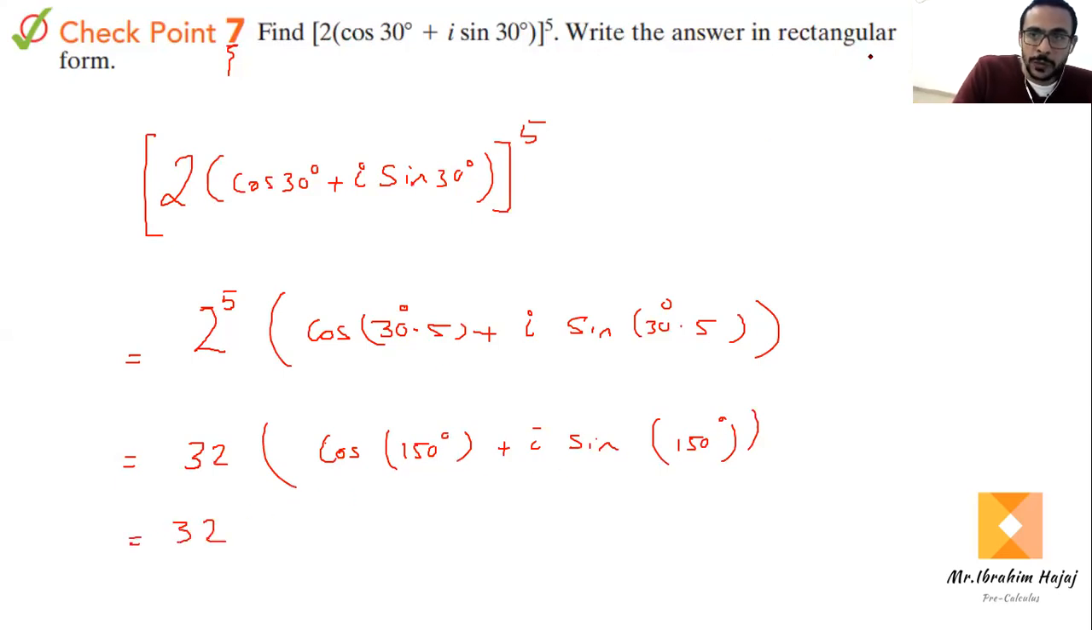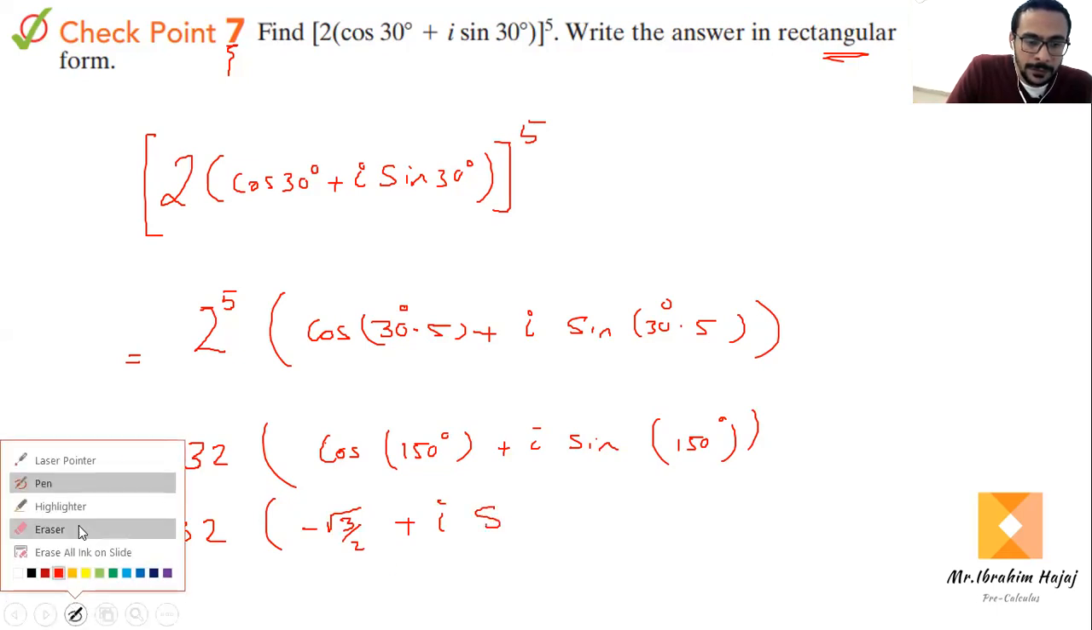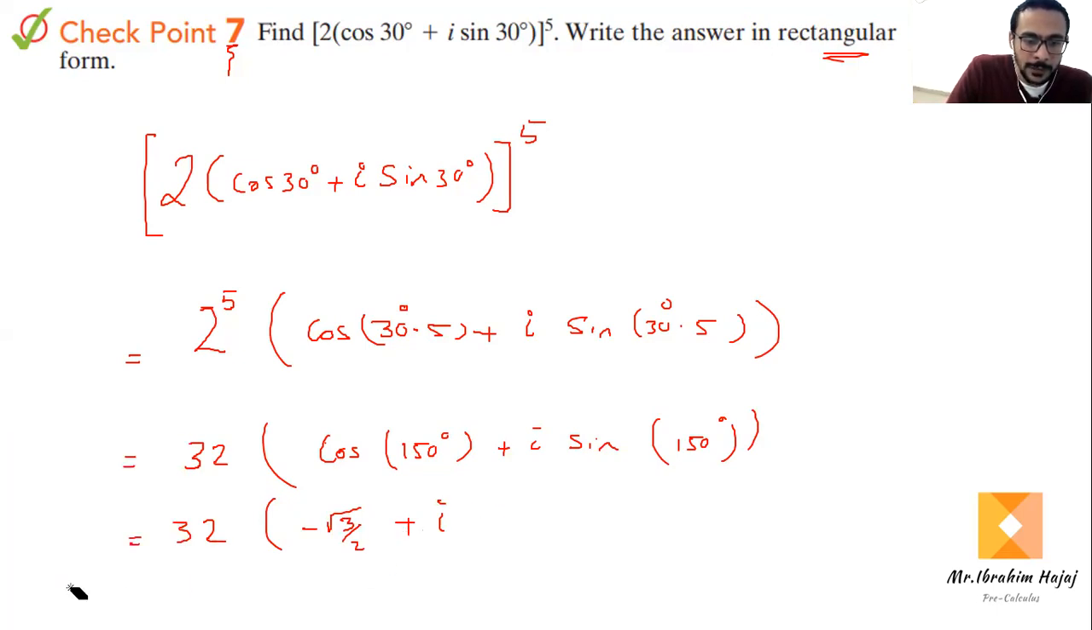Write it also in the rectangular form. So we have 32 times negative square root of 3 over 2, since cosine 150 is negative square root of 3 over 2, plus i times sine 150, which is one half, positive because it's in the second quadrant. Then we multiply and simplify: 32 by square root of 3 over 2 gives negative 16 radical 3, and we put the i, plus 32 times half is 16 i. That's it.